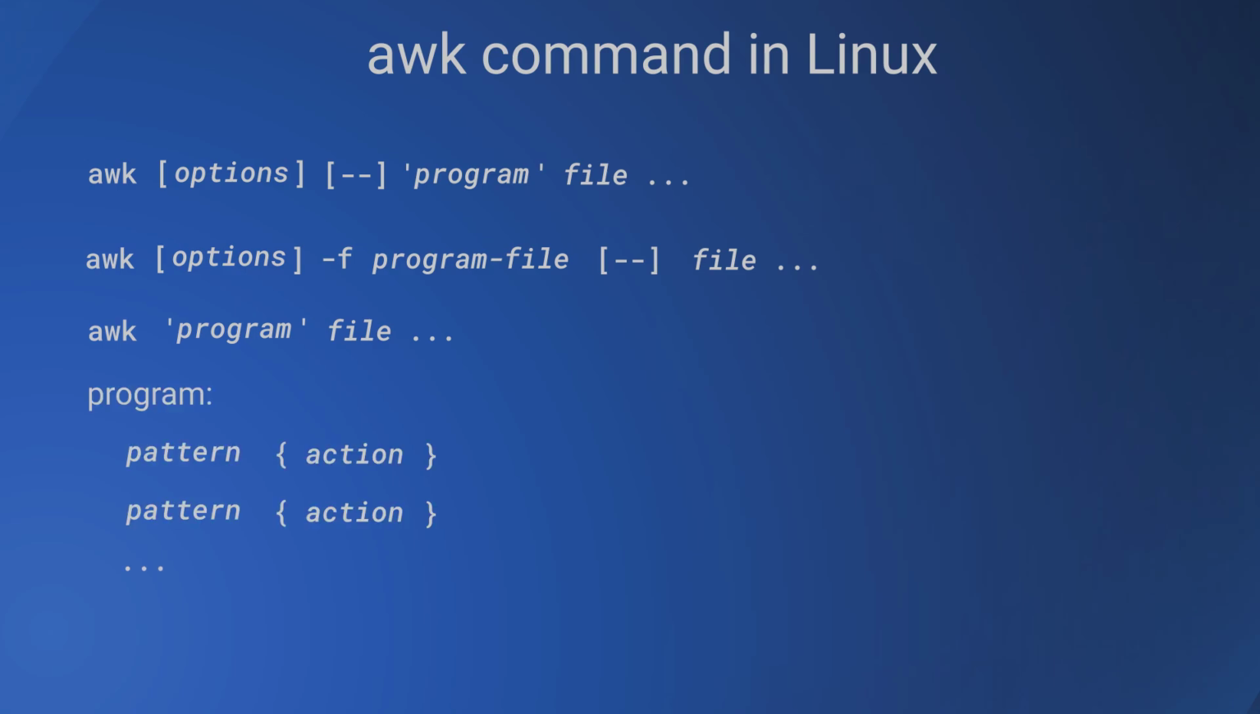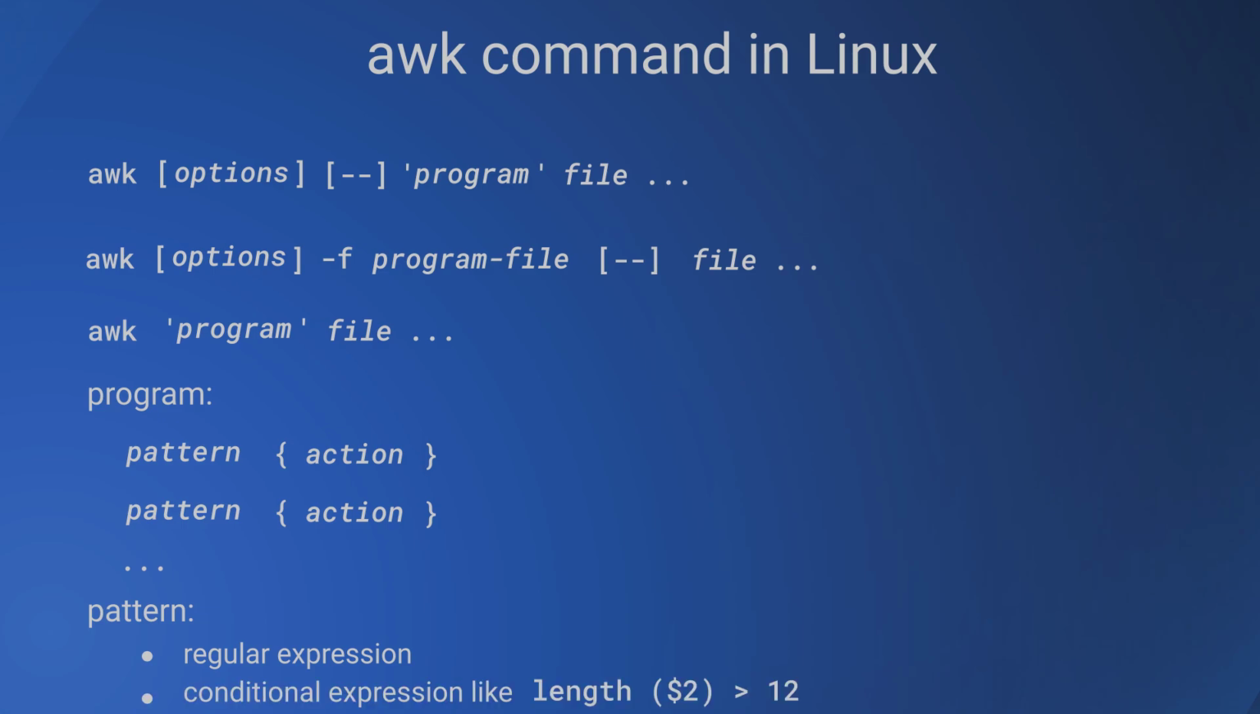What is an awk program like? An awk program comprises of one or more pattern action pairs. A pattern could be a regular expression or it can be a C language style conditional expression. For example, length($2) > 12. The action is a list of awk commands.